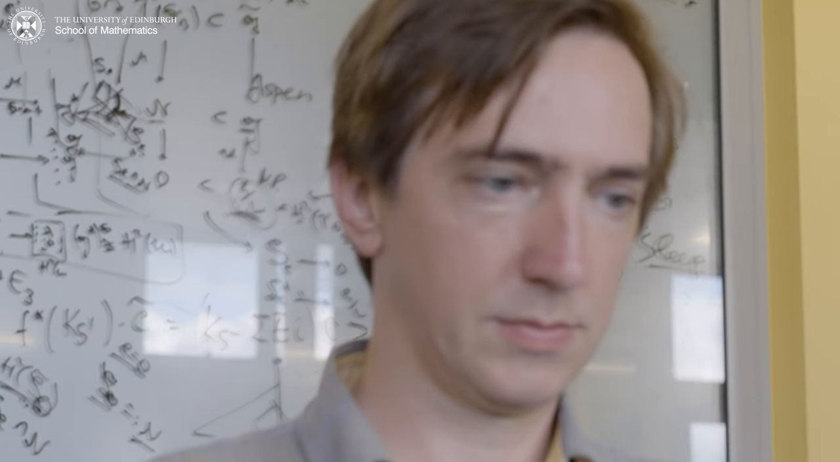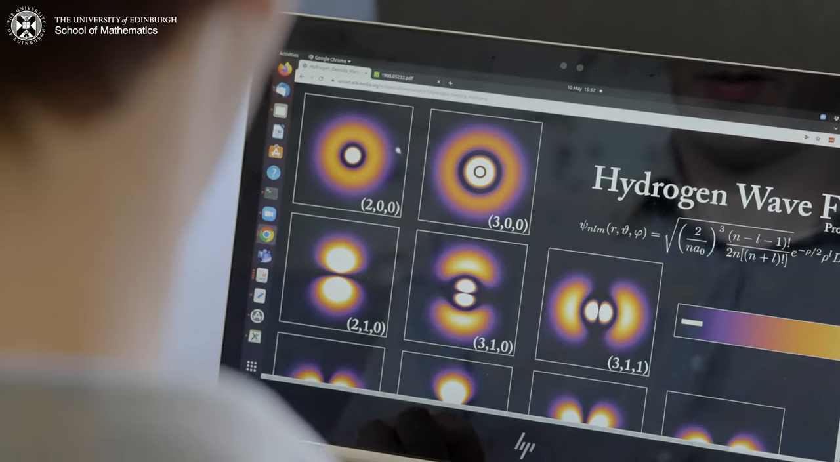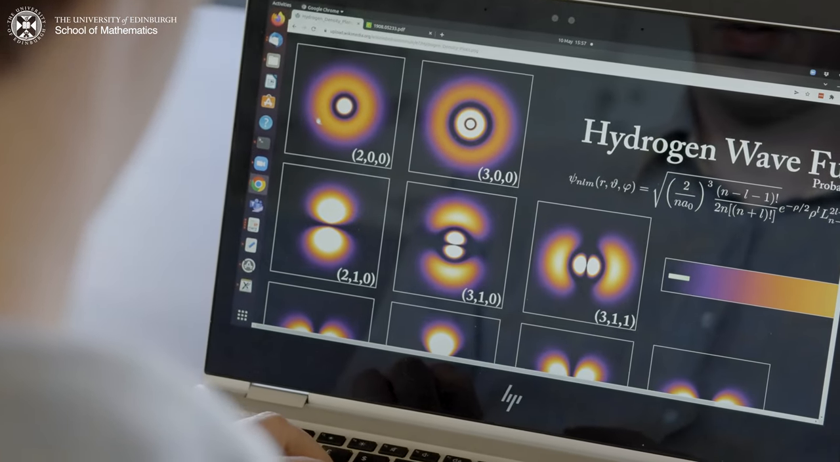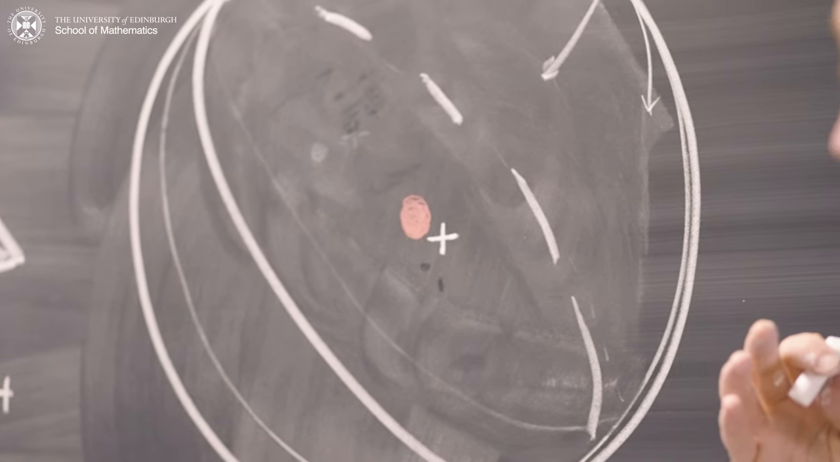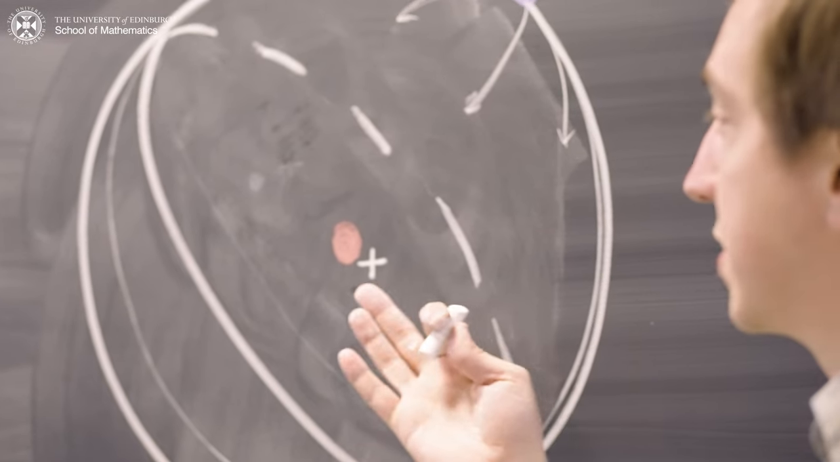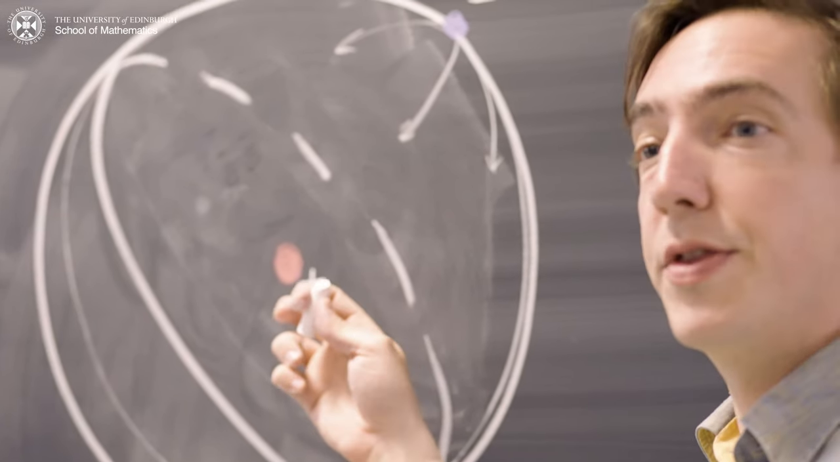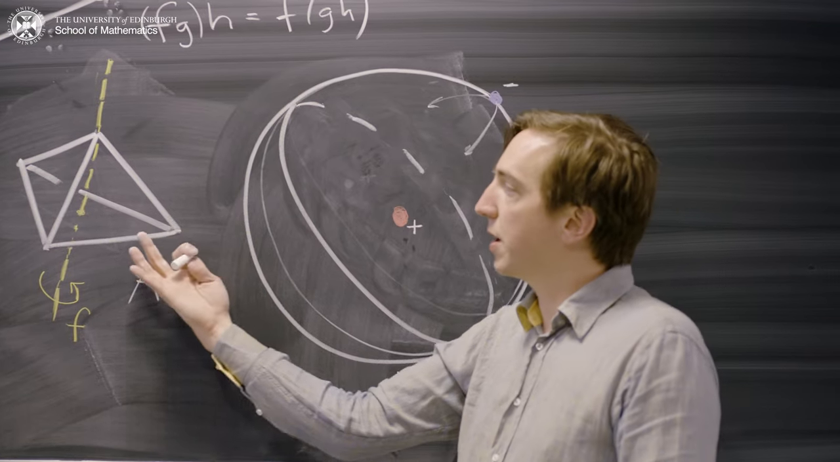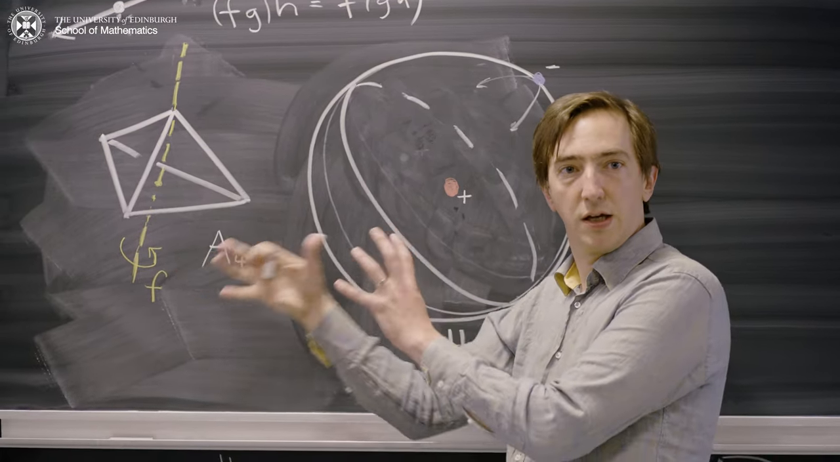So one of the most fundamental concepts in mathematics is the notion of symmetry. So symmetry, you might think about symmetries of some solid, you might think about the symmetries of an electron orbiting a proton, say. So whenever you observe a symmetry in a physical system, then that adds structure to the physical problem you're trying to solve.